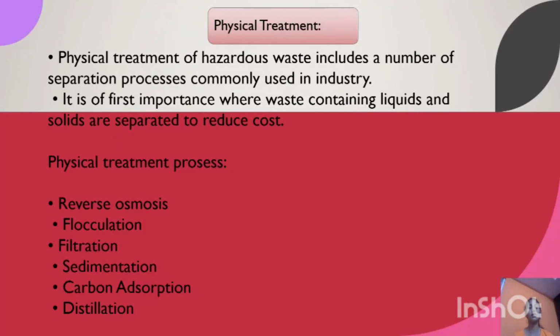Physical treatment. Physical treatment of hazardous waste includes a number of separation processes commonly used in industries. It is of first importance where waste containing liquids and solids are separated to reduce cost. There are many physical treatment processes: reverse osmosis, flocculation, filtration, sedimentation, carbon adsorption, distillation.